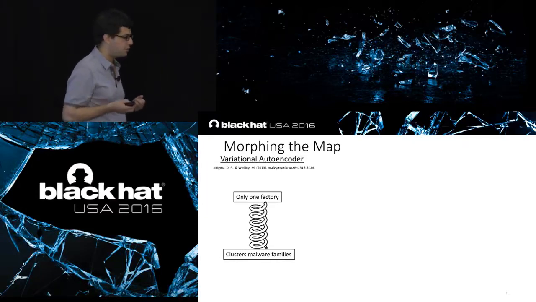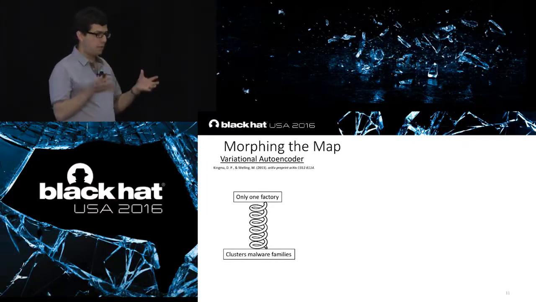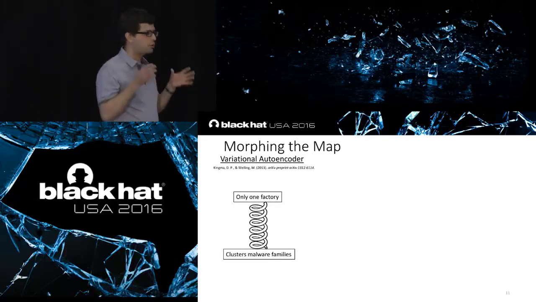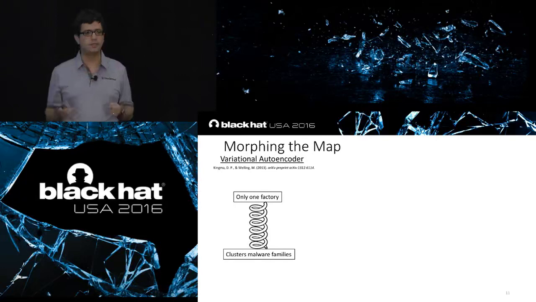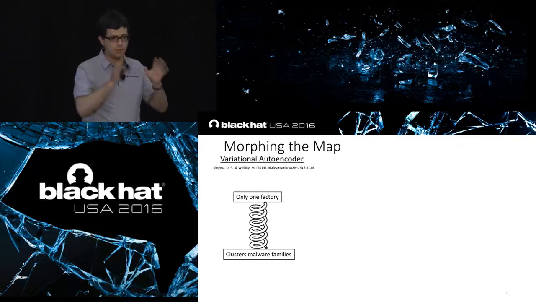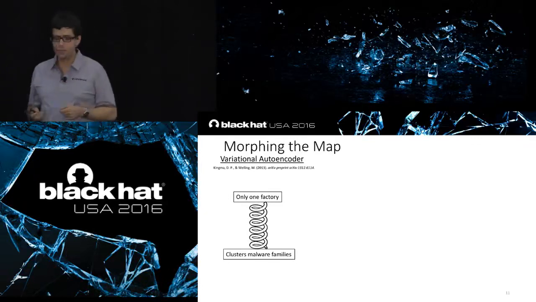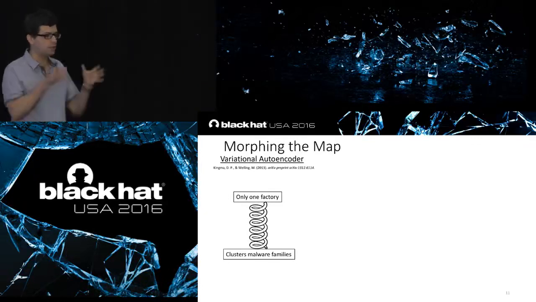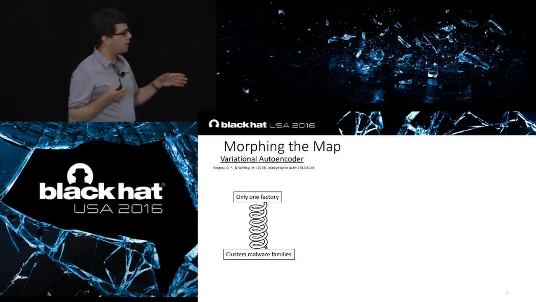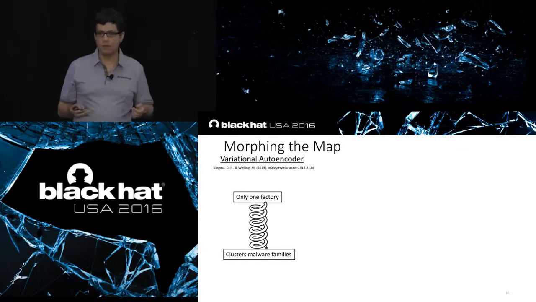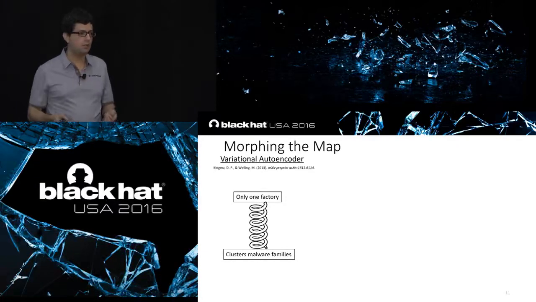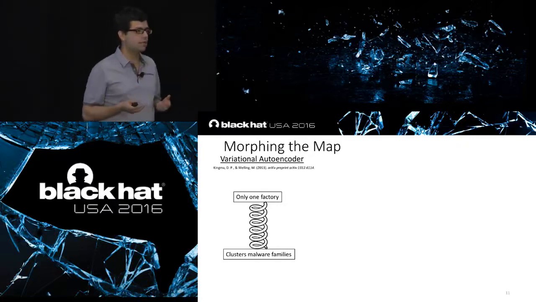The variational autoencoder says, we want to remap our original map into this new map in a specific way. And it's going to balance two conflicting ideas. One conflicting idea is that there's only one factory. All malware is the same, produced by the same malware factory. And that's okay. That's a very simple world, the simplest world we can think of. But on the other hand, it also needs to cluster malware families. So once you map this malware into this new map, it has to cluster. And how it clusters, we can define that.